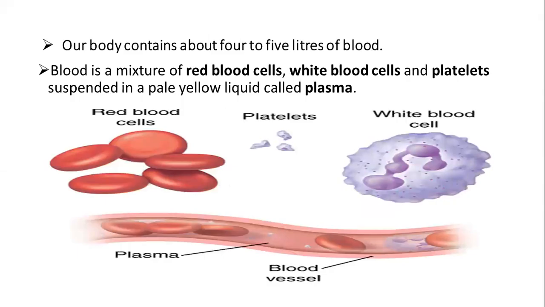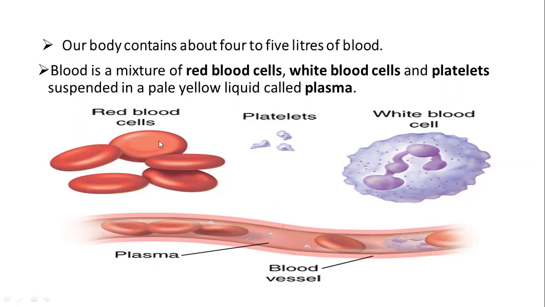Now, what is the quantity of blood in our body? Our human body contains about 4 to 5 liters of blood. Now, how to define blood? Blood is a mixture of red blood cells, white blood cells, platelets, suspended in a pale yellow liquid called plasma. So, there are 4 components together which make the blood: red blood cells, white blood cells, platelets, and plasma.